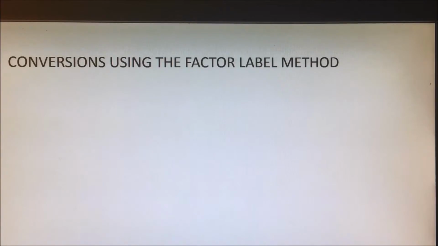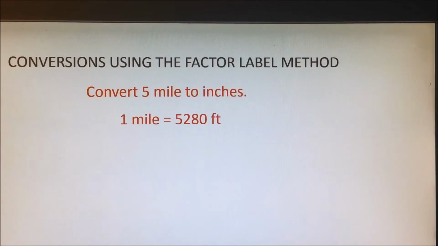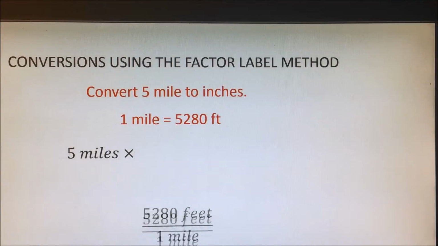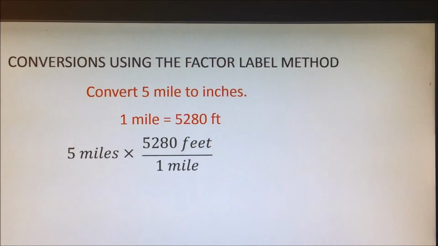Now we have conversions using the factor label method as our topic today. The question is: convert 5 miles to inches. The hint of the day is 1 mile equals 5,280 feet. So let's start with what we have, 5 miles. Now we're going to convert the 5 miles to feet, and we know that there's 5,280 feet per mile, so we put 5,280 on top.